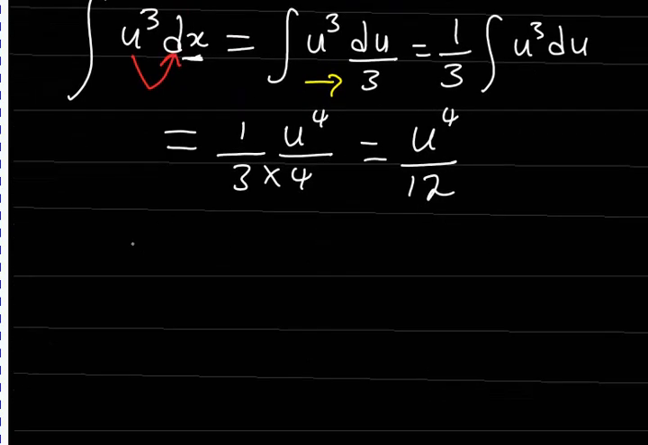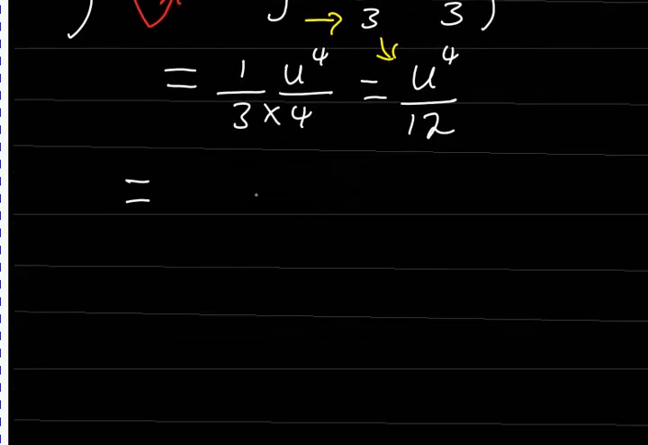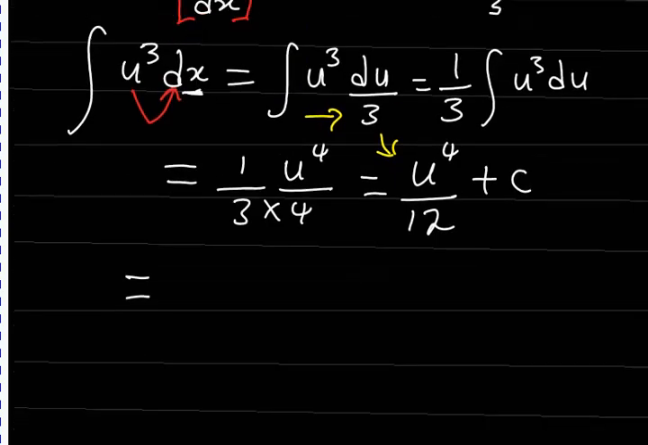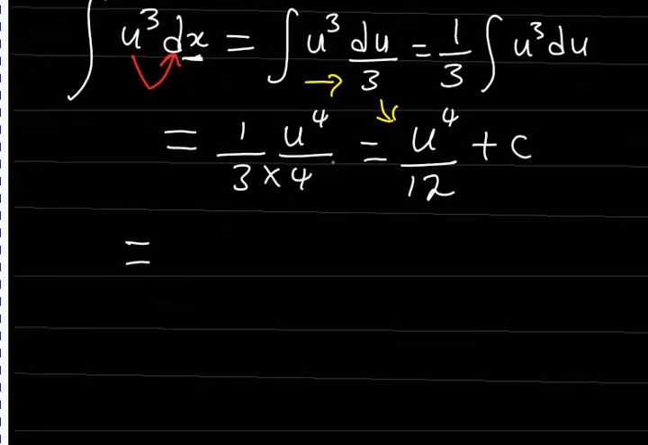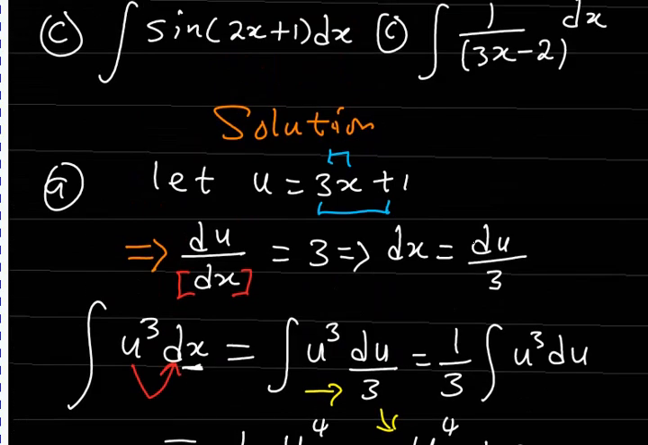So having done that, now I can return the value of u. Remember, u was 3x plus 1. So for my final answer, don't forget to add plus c. So this is going to be 3x plus 1, all raised to the power of 4 and divided by 12, plus c. I hope that is well understood.